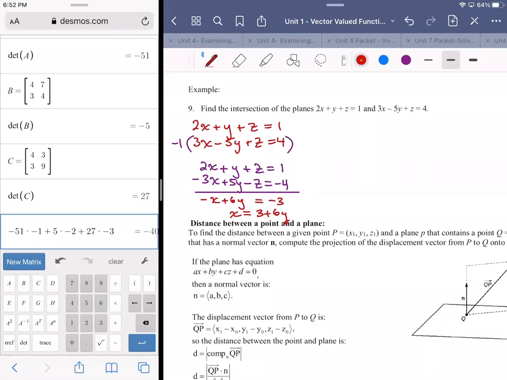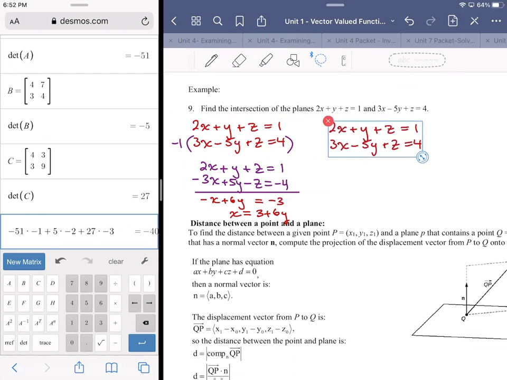Right? So I got part of a solution. Then I can kind of take it from scratch here. So back to my original system. And say, all right, well, I was able to get an x in terms of a y. Maybe I can get a z in terms of y. So I can do that by trying to eliminate the x variable.